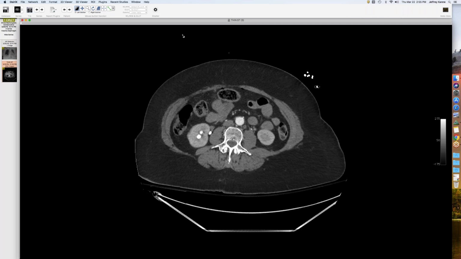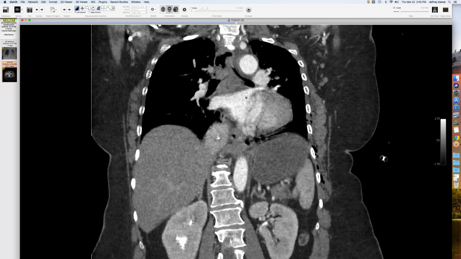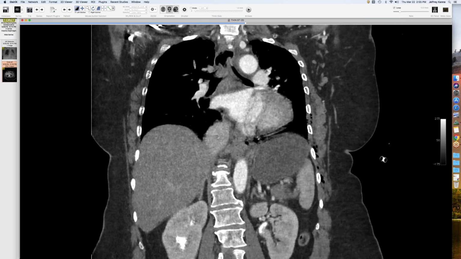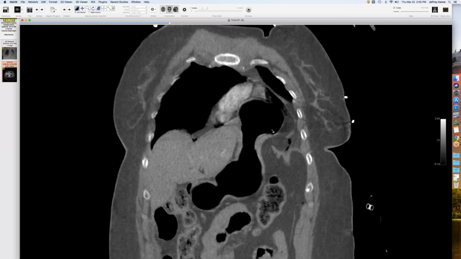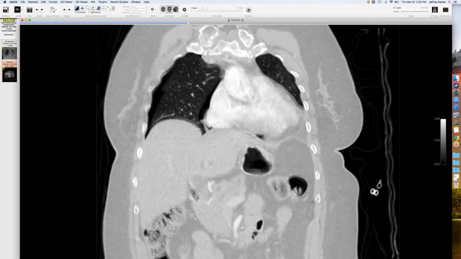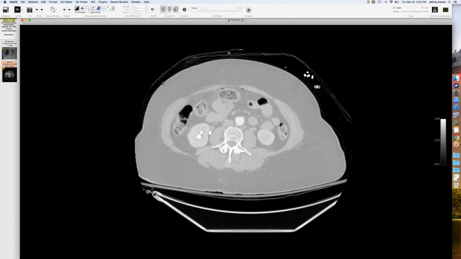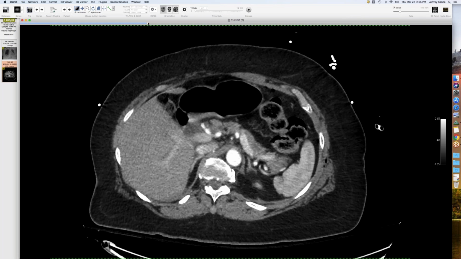And probably best, let's see if once it loads the stack, I'll show the coronal. Make a coronal here. But you can see that indeed there is stomach in the chest, but also within the pericardium. And we see pneumopericardium. I'll go back to the axial again and show you the defect here. So this was rupture of the stomach into the pericardium.